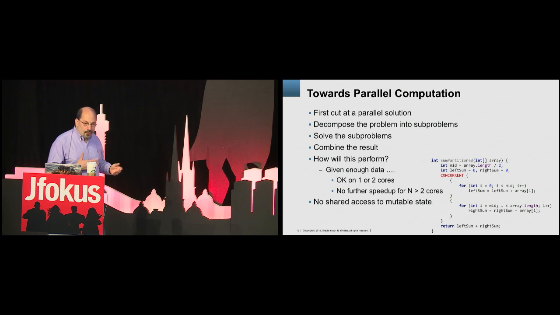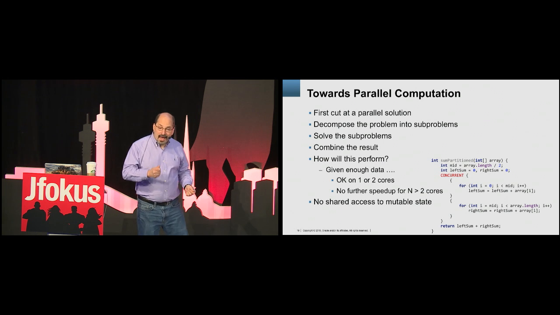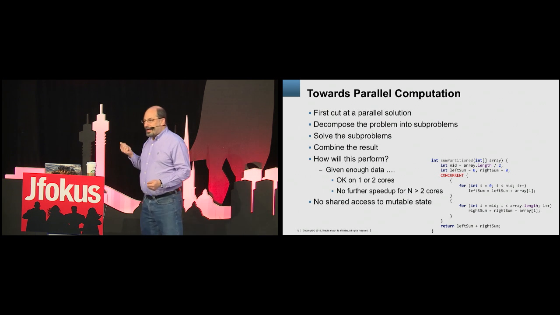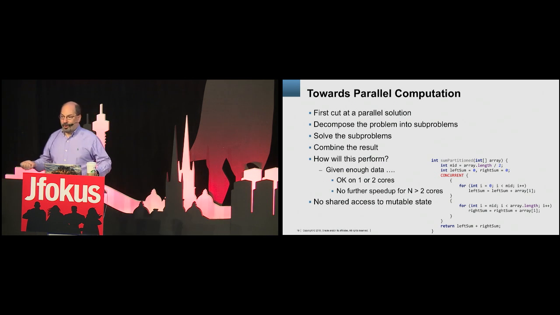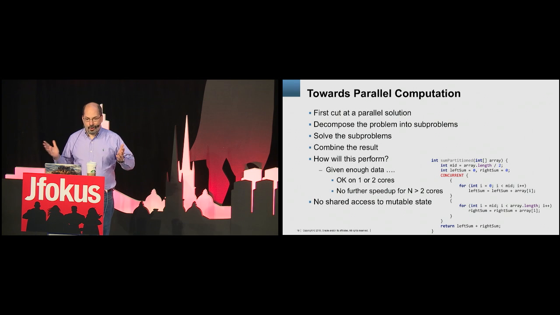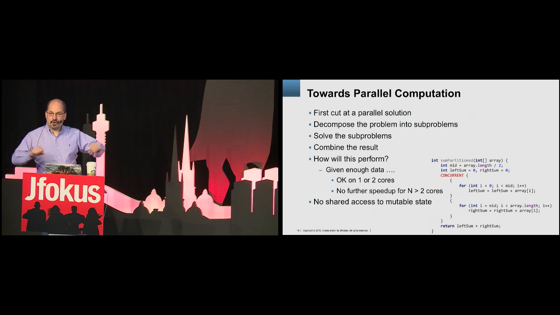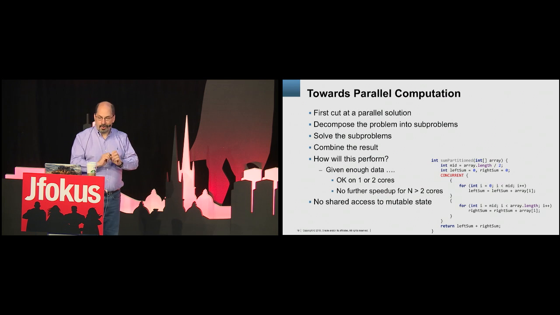But notice, we don't have any shared access to mutable state, and we don't have any locking, right? And locking is a big thing that slows you down because, while you're in the middle of doing something that should be computationally intensive, you have to stop and wait for a lock, right? So you want to partition the work so that, at least during the solution of the problem, there's no sharing going on.